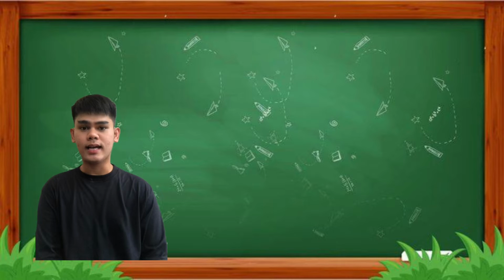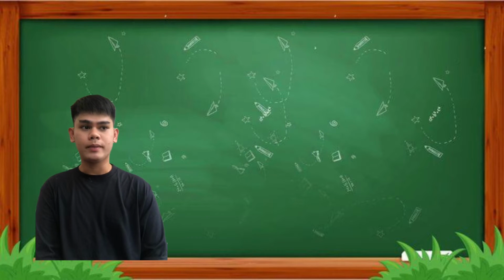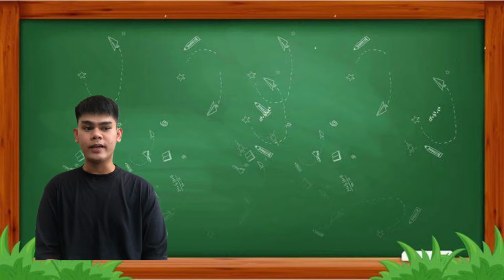The third one is the specific learning disability. The specific learning disability means a disorder in one or more of the basic psychological processes involved in understanding or in using language, spoken or even written, that may manifest itself in the imperfect ability to listen, to think, and to speak, even reading and writing, spell, or do calculation.